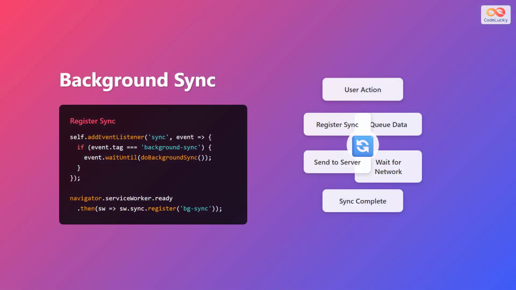Background sync allows PWAs to synchronize data with the server even when the user is offline. The code snippet shows service worker code. First, an event listener is attached to the sync event. If the event tag is background-sync, then a function called doBackgroundSync is executed. Also, a sync is registered with the tag bg-sync. So after the user performs an action, the data is queued, and the sync is registered to wait for the network. Once the network is available, the data is synchronized with the server, and the sync is completed.